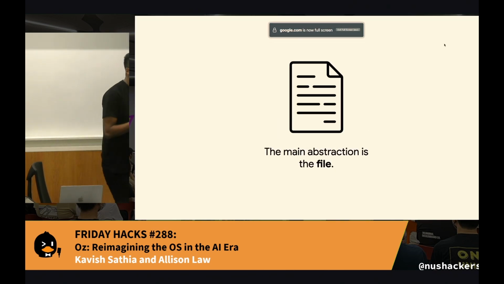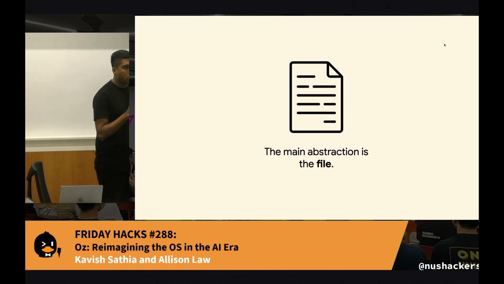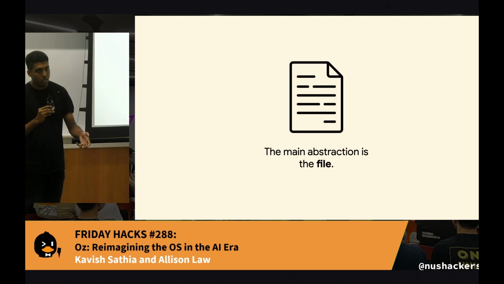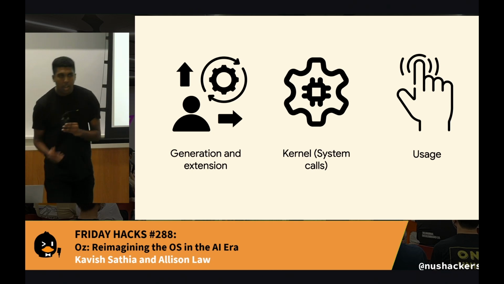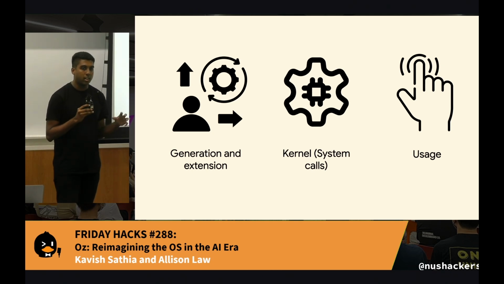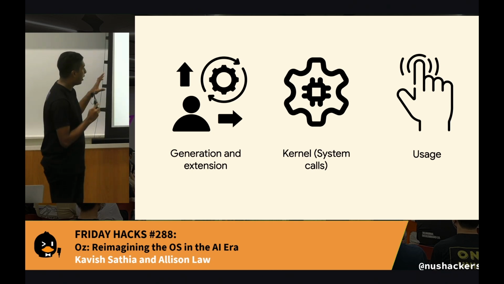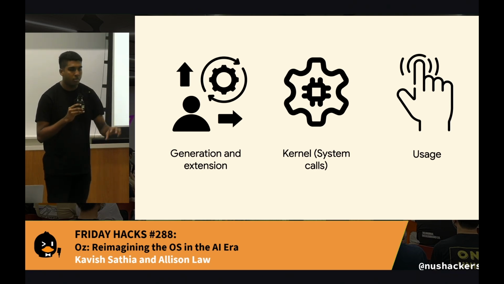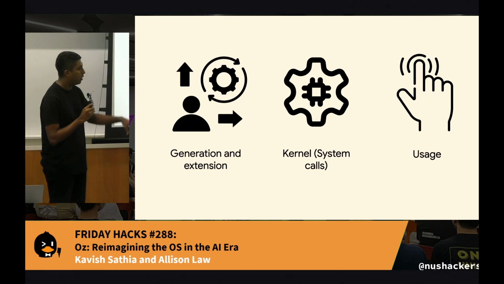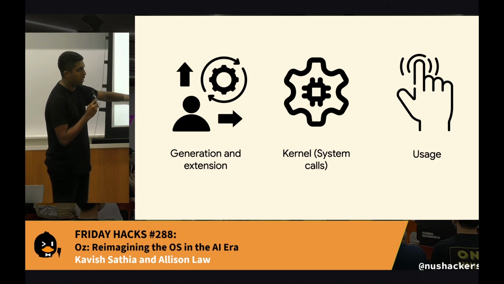So the main abstraction within OS is the file. Everything that you generate within OS is going to be software, and that software is also a file, and everything that's stored within Google Drive is also a file. There are several processes that can occur within OS. The first one is generation and extension. Whenever you're generating a piece of software or extending a piece of software, that is counted under generation and extension.